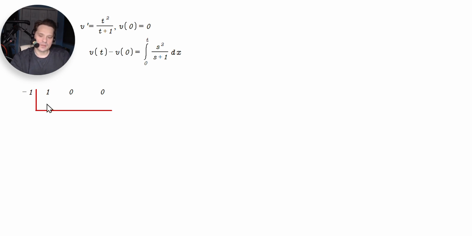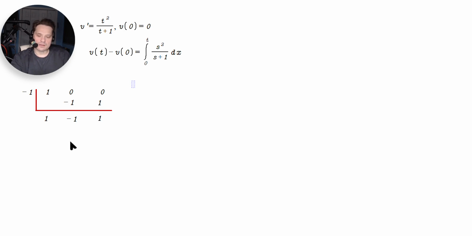And then you bring the 1 down. And then 1 times negative 1 is negative 1. And then 0 plus negative 1 here, that's negative 1 still. And then negative 1 times negative 1 is positive 1. So you get 0 plus 1, which is 1.